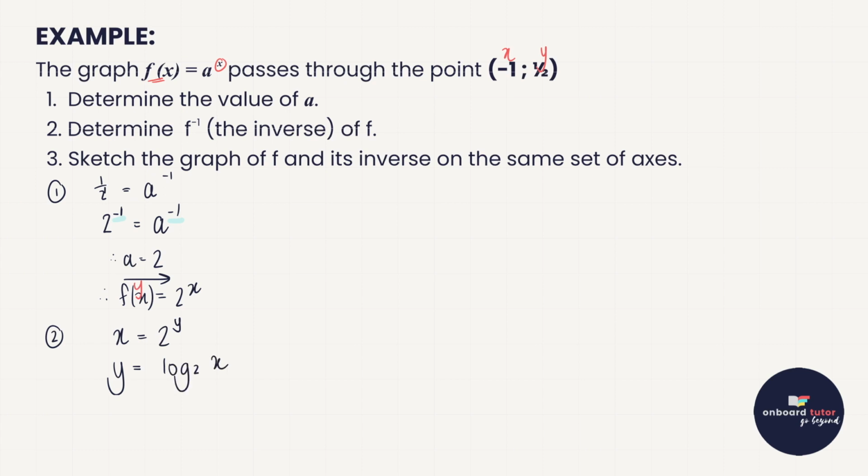Okay, so as long as you can remember that the base of your exponent becomes the base of your log, you will be okay. Alright, and then just to give them the answer fully, f to the -1 of x is equal to log base 2 of x. Okay, and then what comes often at grade 12 level is they want us to sketch the graph of f, so that was f there, 2 to the x, and its inverse on the same set of axes.